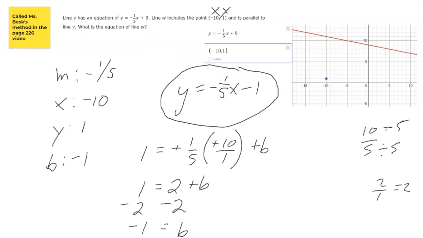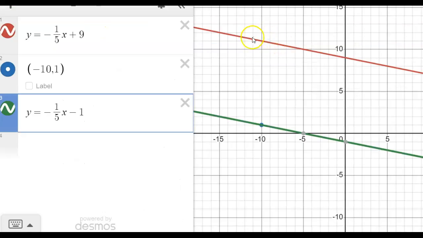Let's check it on Desmos. We look on Desmos, the red line is line V. Negative 10, 1 right here is the point that we needed to have our line go through. And negative 1/5 x minus 1 is the equation that we got. And sure enough, it goes through that point and it is parallel to the red line. Mission accomplished.